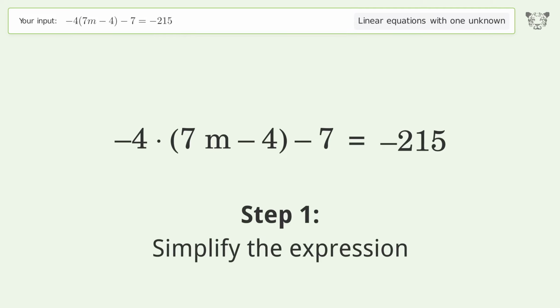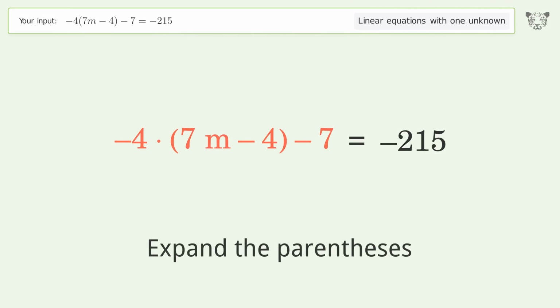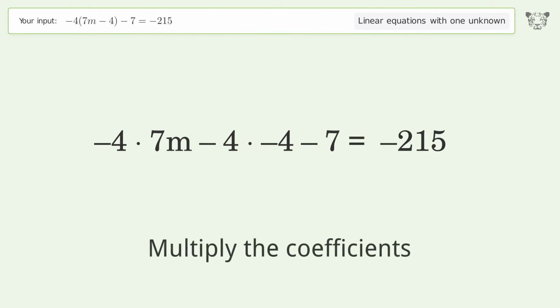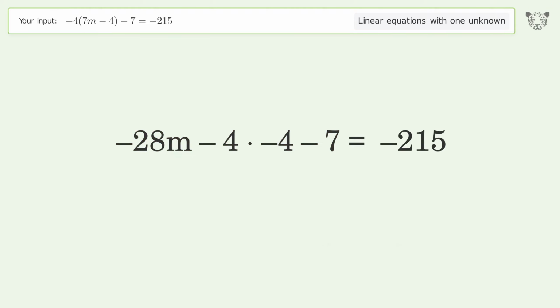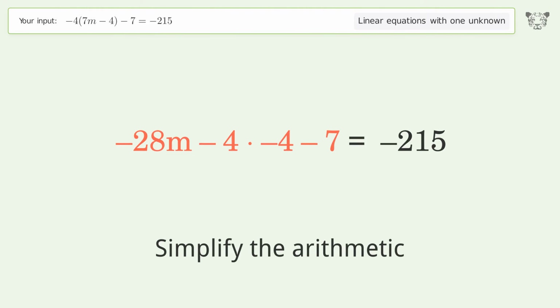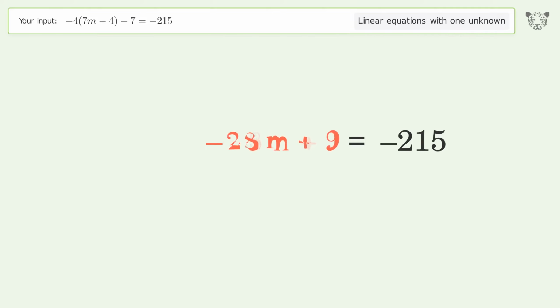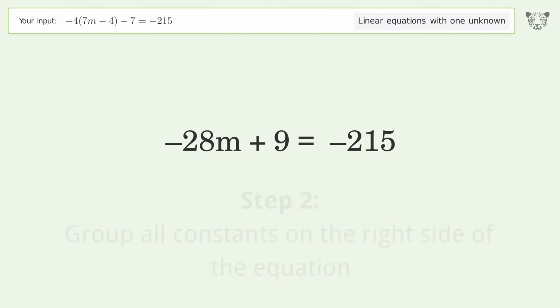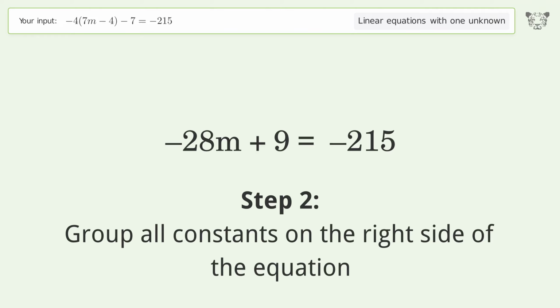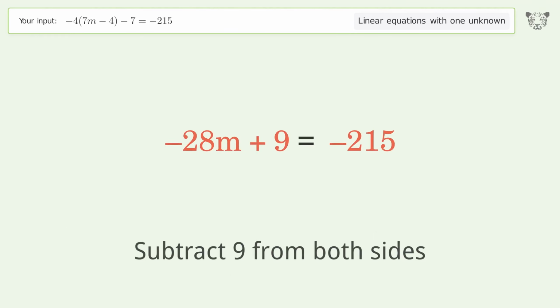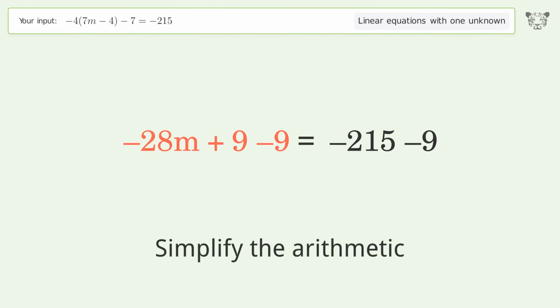Simplify the expression. Expand the parentheses. Multiply the coefficients. Simplify the arithmetic. Group all constants on the right side of the equation. Subtract 9 from both sides. Simplify the arithmetic.